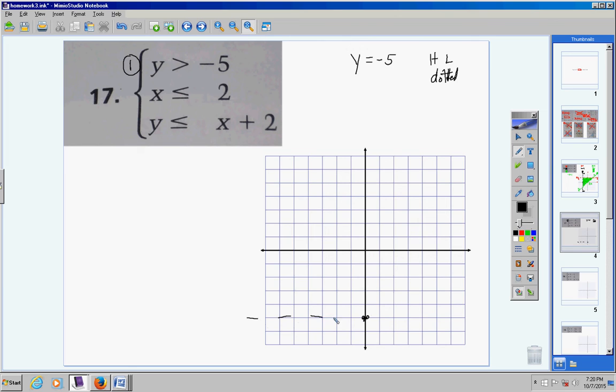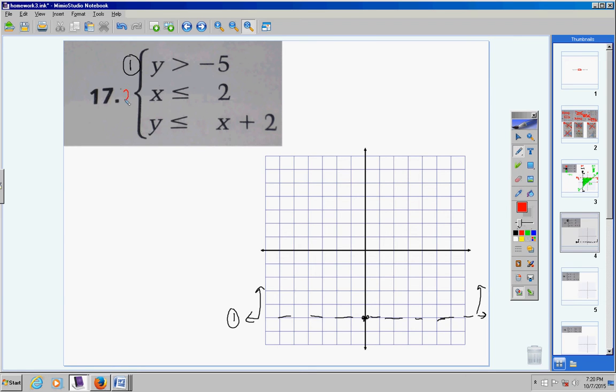I knew it was a horizontal line because there were no x's in the inequality, just a y only, and we'll call this line number 1. Y is greater than -5, so we shade upward. Pretty simple. Moving on to the next inequality.